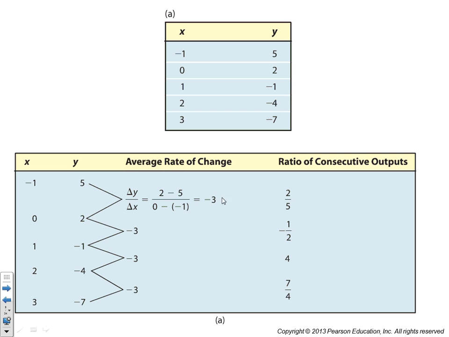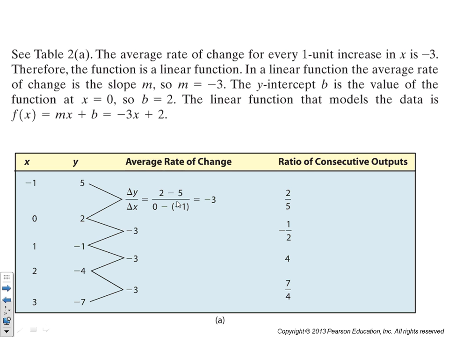-1 divided by 2 is -1/2. -4 divided by -1. So they don't have a ratio that's constant. So this one gets to be linear. And if we're putting together a linear function, the slope is -3. The y-intercept is 2, so this is f of x equals -3x plus 2.